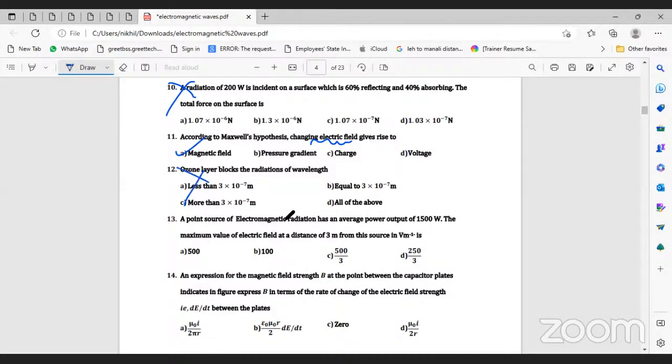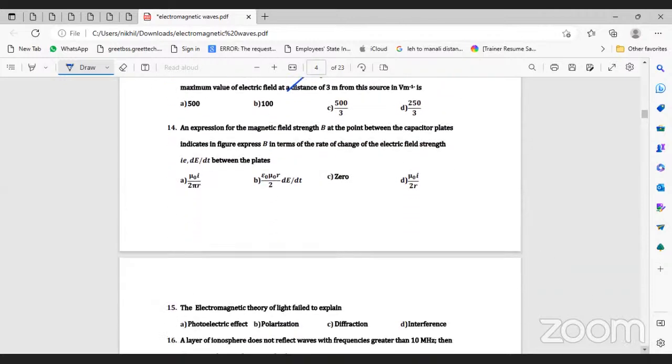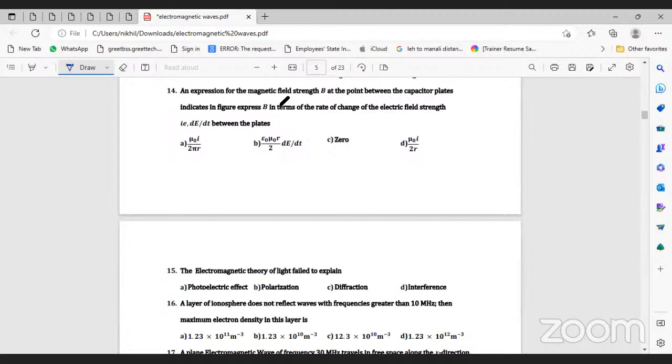Even this ozone layer and radiation of average output, and even dE by dt is also not required.